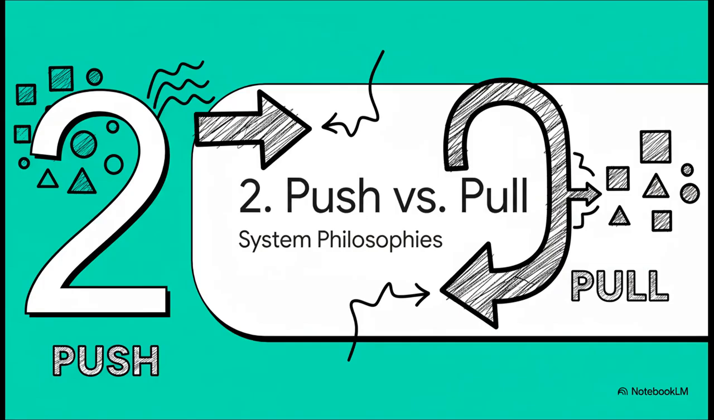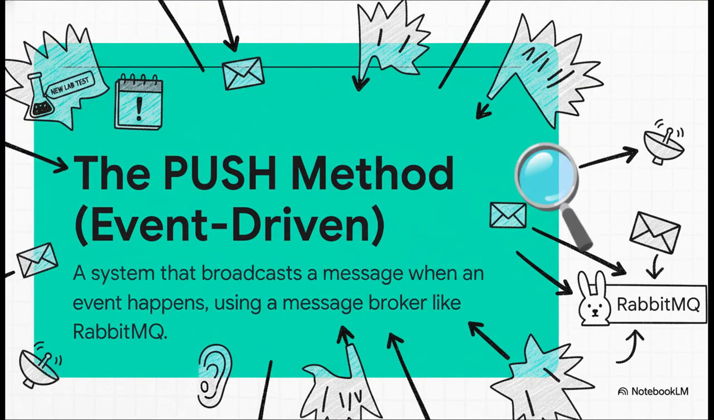Okay, so to solve this puzzle, the architects came to a fork in the road. They looked at two classic fundamental patterns for how systems talk to each other. And these aren't just slightly different techniques, they represent two completely different philosophies. We're talking about push versus pull. So, let's start with the push method. This is what we call event-driven. And honestly, the best way to think about it is like a town crier.